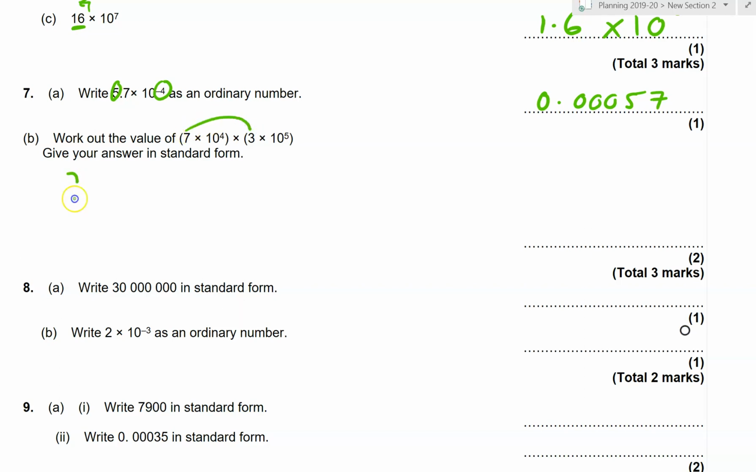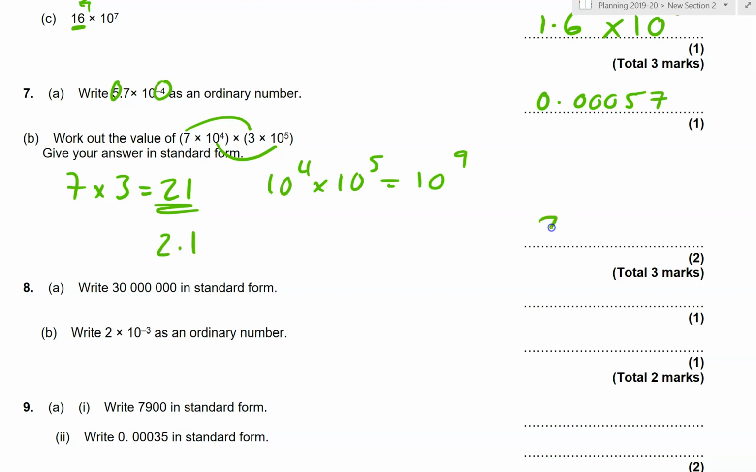Numbers that are not 10s first, then the numbers that are 10s. Add the powers. This is not standard form, but 2.1 is. So you've moved that to the left 1. So it means you've got to add 1 to the power you already had.